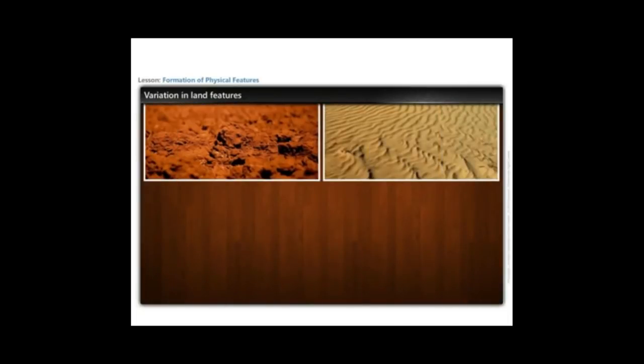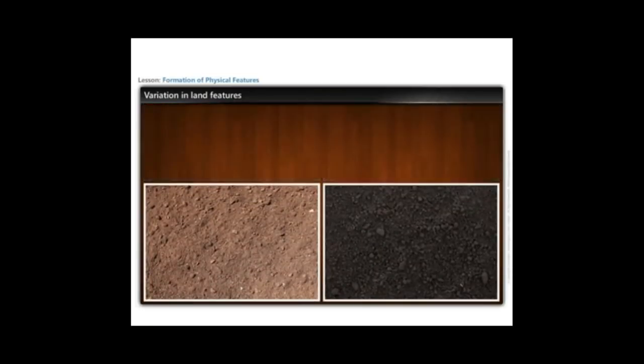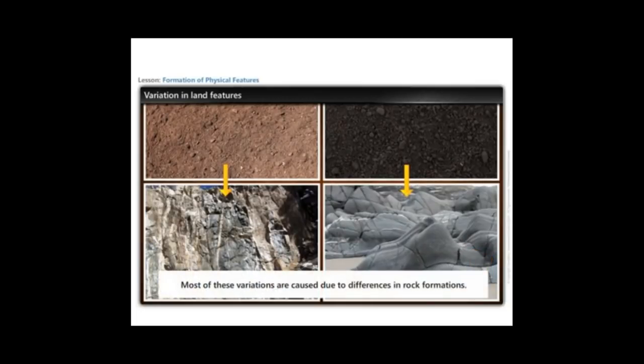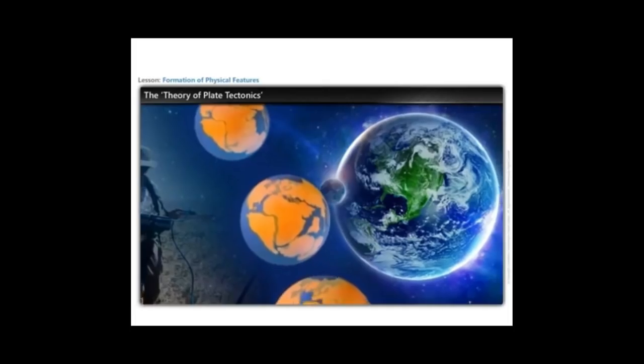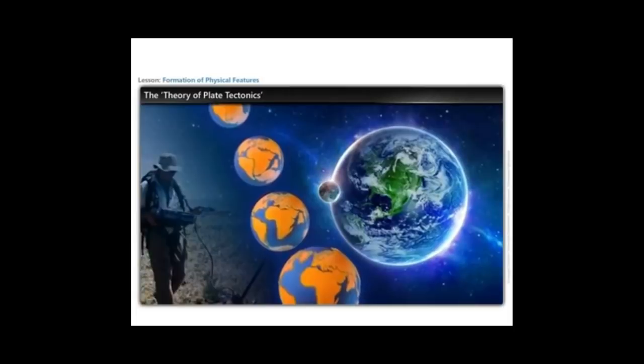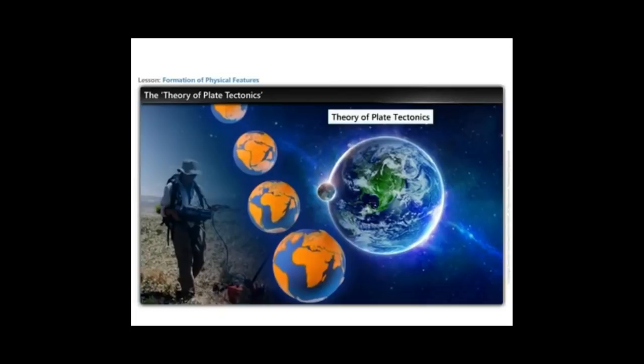The color and texture of soil varies from one place to the other because soil is formed out of different types of rocks. What causes such variation in color and texture of rocks? Most of these variations are caused due to differences in rock formations. Earth scientists have attempted to explain the formation of physical features with the help of some theories based on certain evidences. The theory of plate tectonics is one of such widely accepted theories.